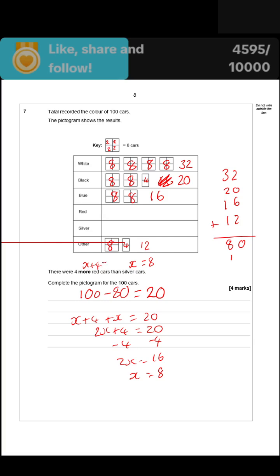It means there must therefore be 12 red cars. So we need to draw those onto the pictogram. For red, we need 12. We know that 1 whole square is worth 8. If we need 4 more, it's just half of that square. And then for the next one, for silver, we need 1 whole square. That gives us a value of 8.